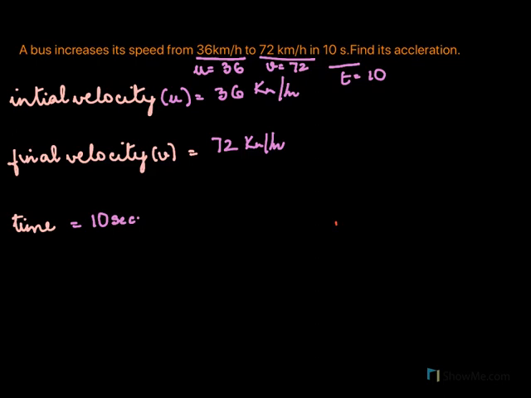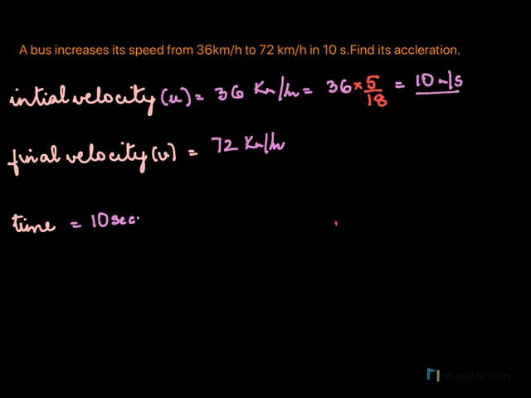Now one thing we know is here it is in kilometer per hour, and we need to change it to meter per second. To do that, we need to multiply 36 by 5 by 18, and when you reduce it, you will get 10 meter per second. This is the SI unit. The same procedure we do for the 72 km per hour. To change to meter per second, you do 72 into 5 by 18, and this will work out as 20 meter per second.